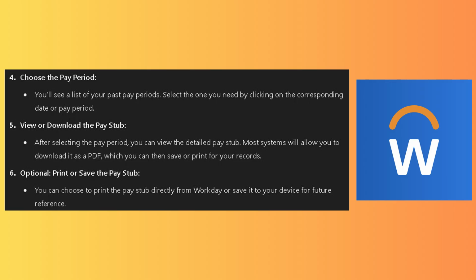View or download. After selecting the pay period, you will be able to view the details of your pay stub. Most systems will allow you to download it as a PDF, which you can then save or print just for your records. Print or save the pay stub. You can choose to print the pay stub directly from Workday or save it to your device for future reference.